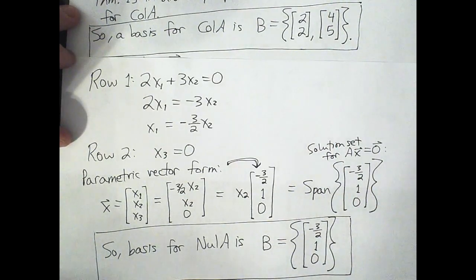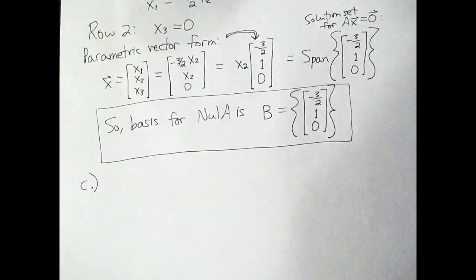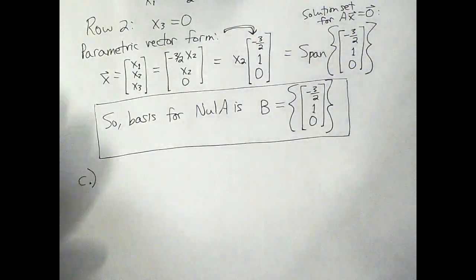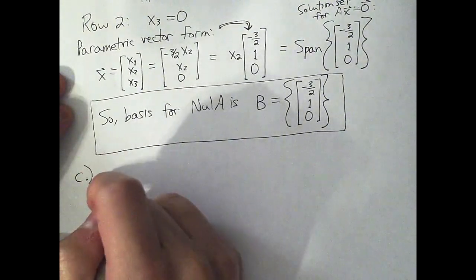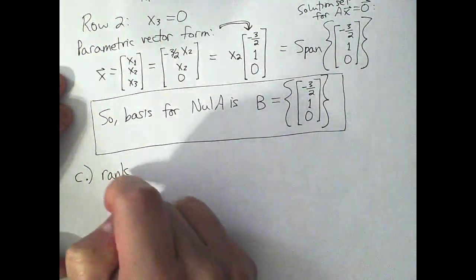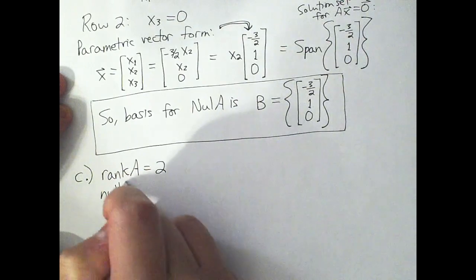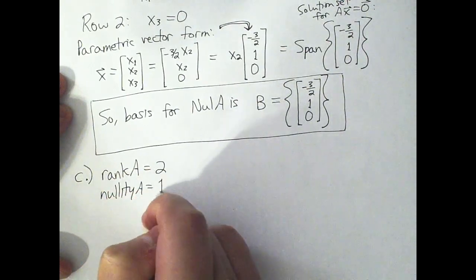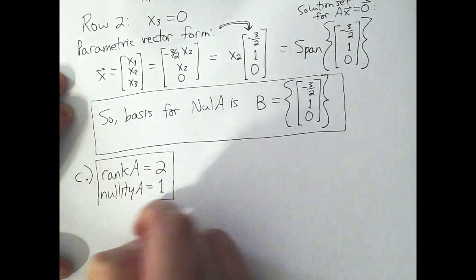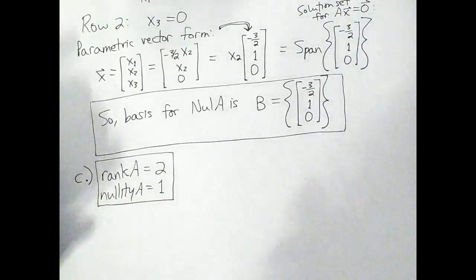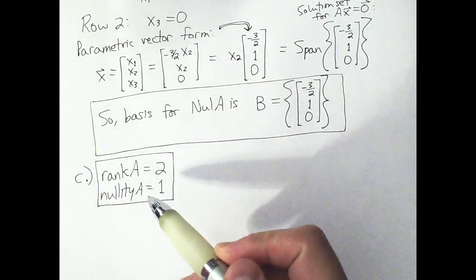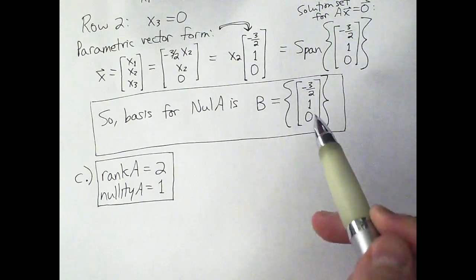Part C says to find the rank and nullity. It's the number of elements in these bases. So from the above work, we can see that the rank of A is 2 and the nullity of A is 1. The number of elements in the basis for the column space and the number of elements in the basis for the null space. One is one element there.